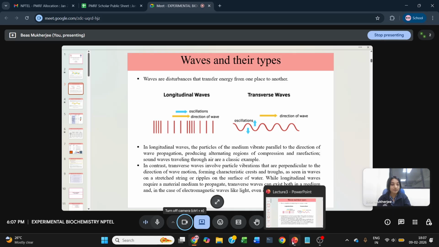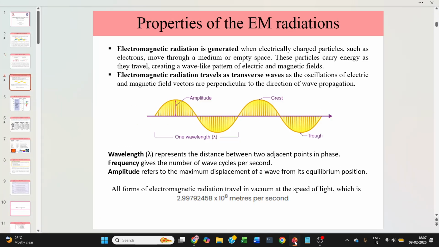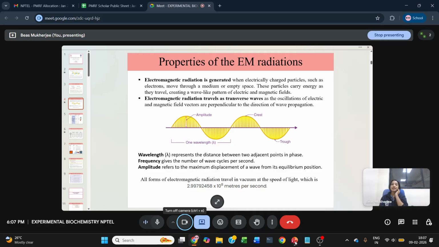Now we'll talk a little bit about electromagnetic radiations. Electromagnetic radiations are generated when electrically charged particles such as electrons move through a medium or empty space. These particles carry energy as they travel, creating a wave-like pattern of electric and magnetic fields that we can see in this figure. Electromagnetic radiations travel as transverse waves. The oscillations of the electric and magnetic field vectors are perpendicular to the direction of propagation of the wave and perpendicular to one another.